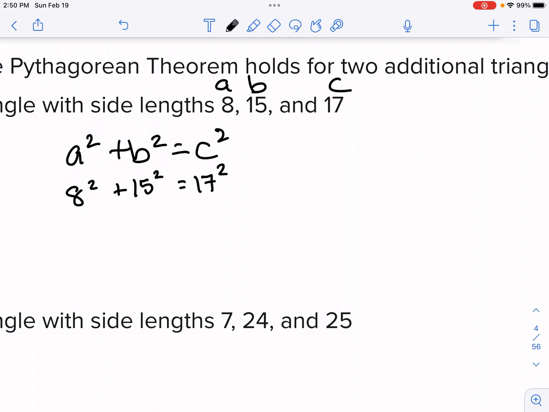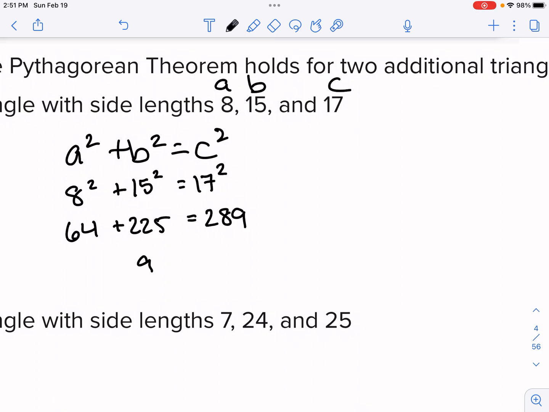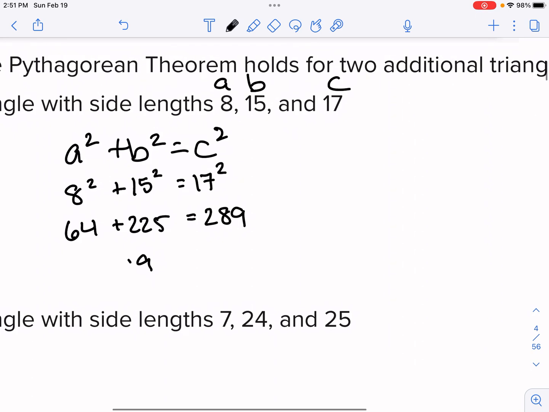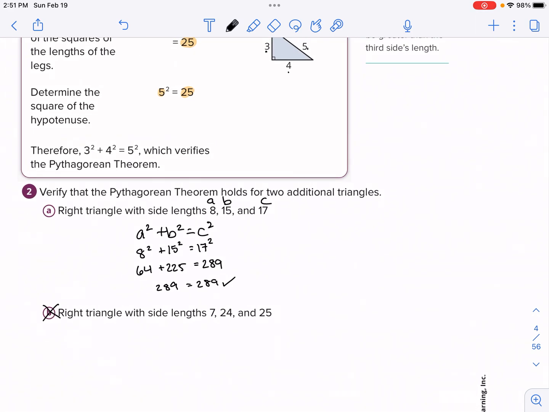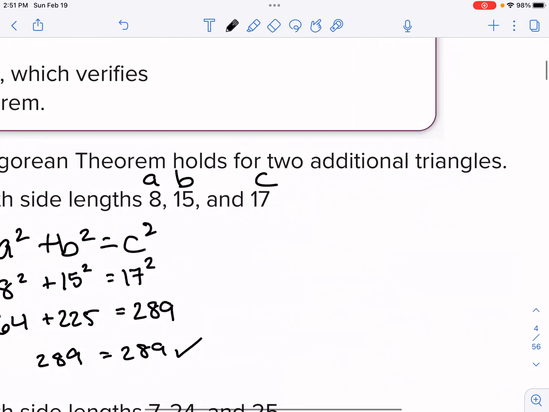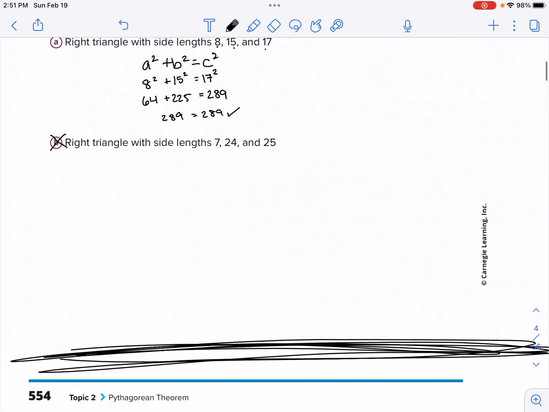All right, and let's simplify this. Let's square. 8 squared is 64, 15 squared is 225, and 17 squared is 289. If you add these two numbers here, adding the ones place is 9, the tens place, 6 plus 2, or 60 plus 20, is 80, or 8, and a 2. You may notice here, this is a true statement. So we would just say if a triangle had these 3 side lengths, it's a right triangle. Okay. All right. So we're going to stop it there.